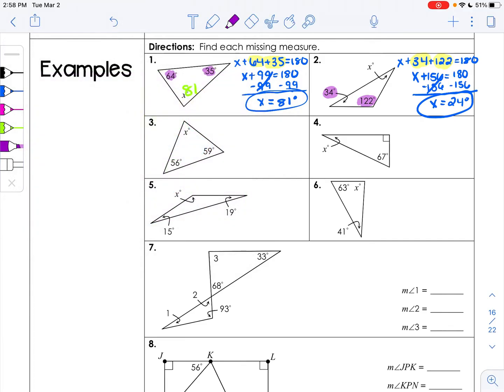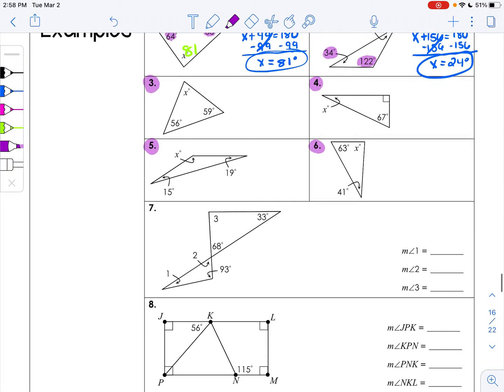Go ahead and highlight numbers 3 through 6. And let's take a look at number 7.